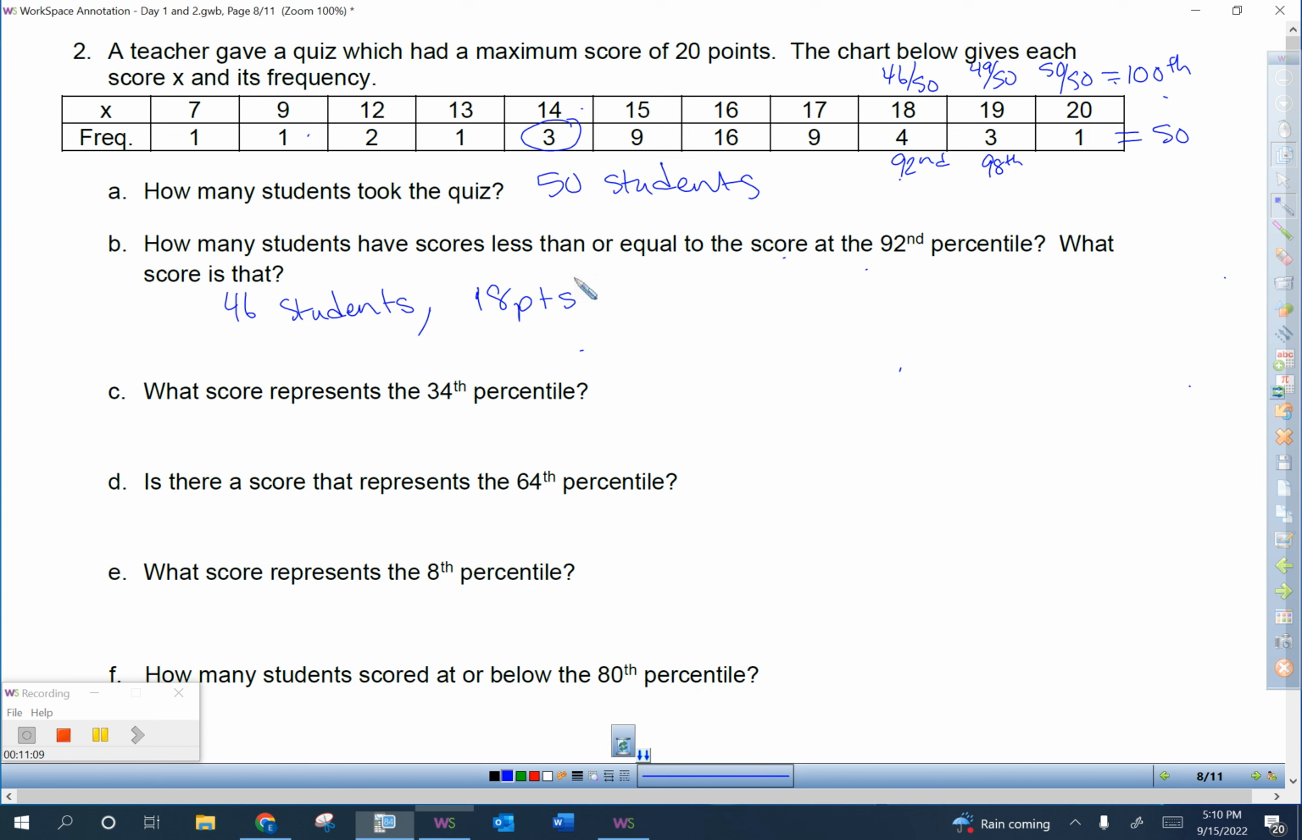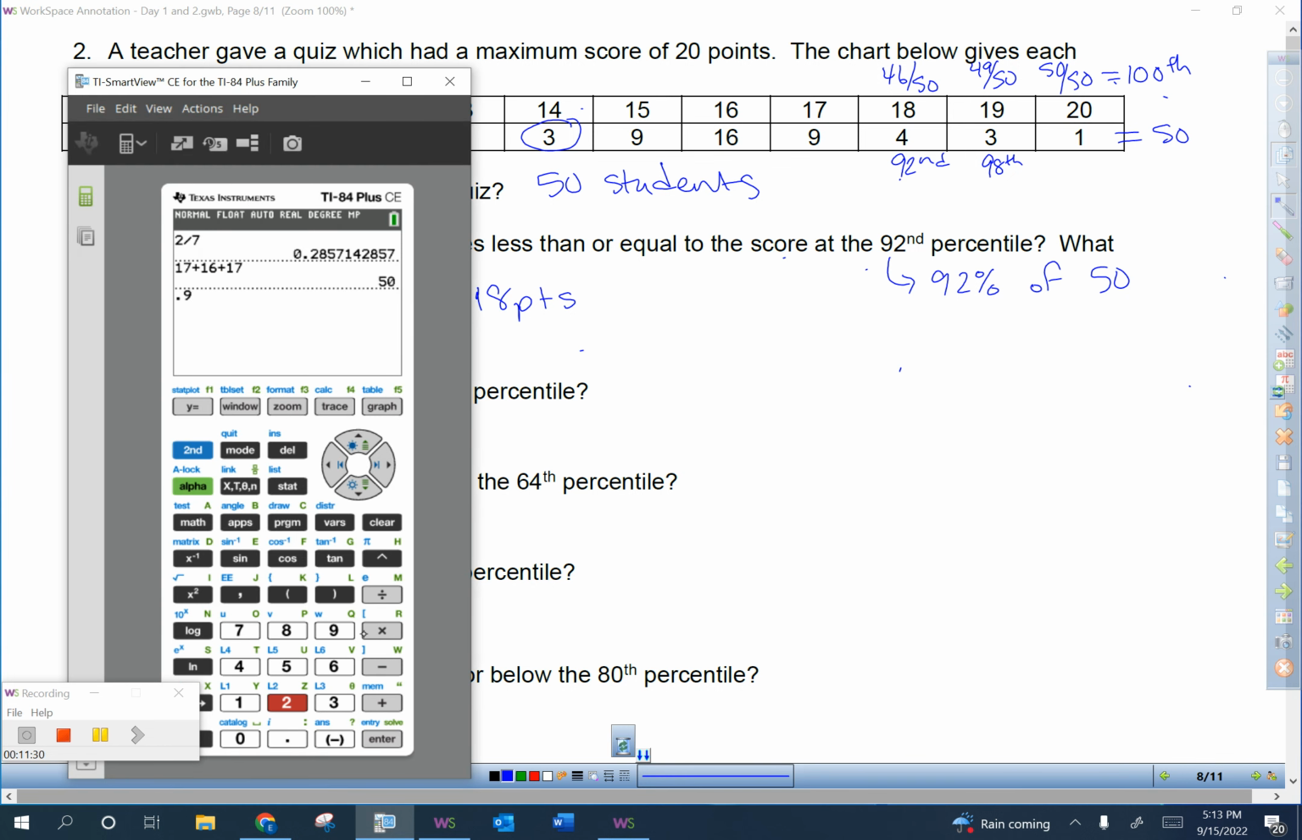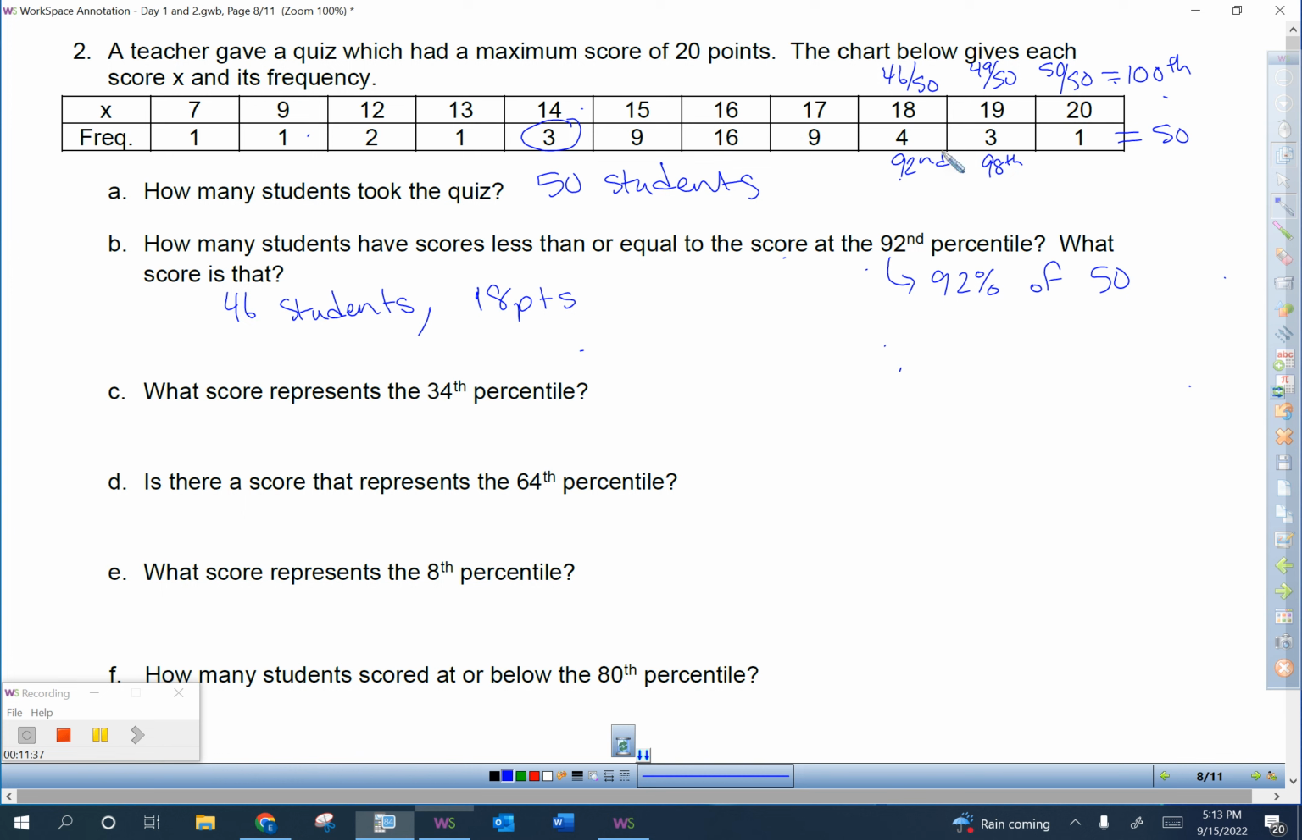All right. But I told you I wanted to show you another way that we can do this as well. And that's thinking about, remember, this is 92nd percentile, means 92nd or 92% of the total students, which was 50. And we could do that as 0.92 times 50. And that says the 46th person in line. Okay, and that's what we did. 1, 2, 3, 4, 5, 6, 7, 8, all the way up until we get to 46.